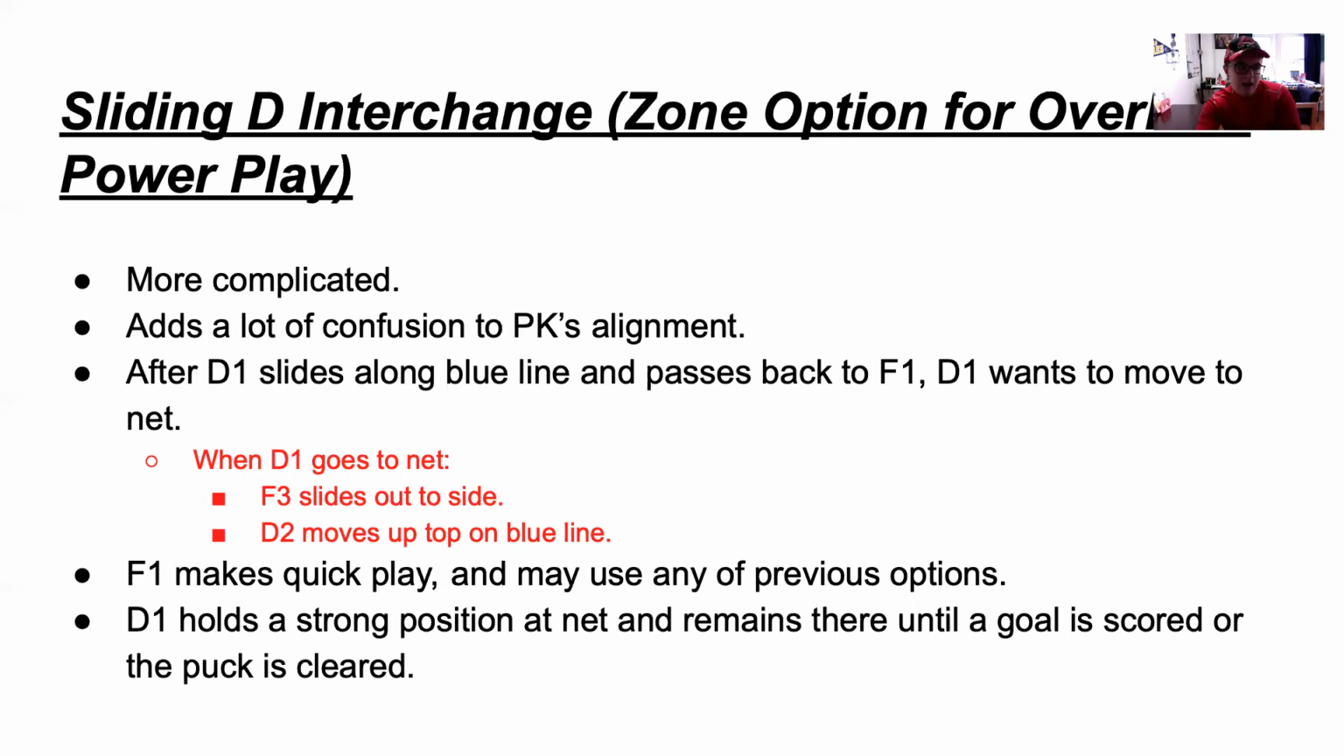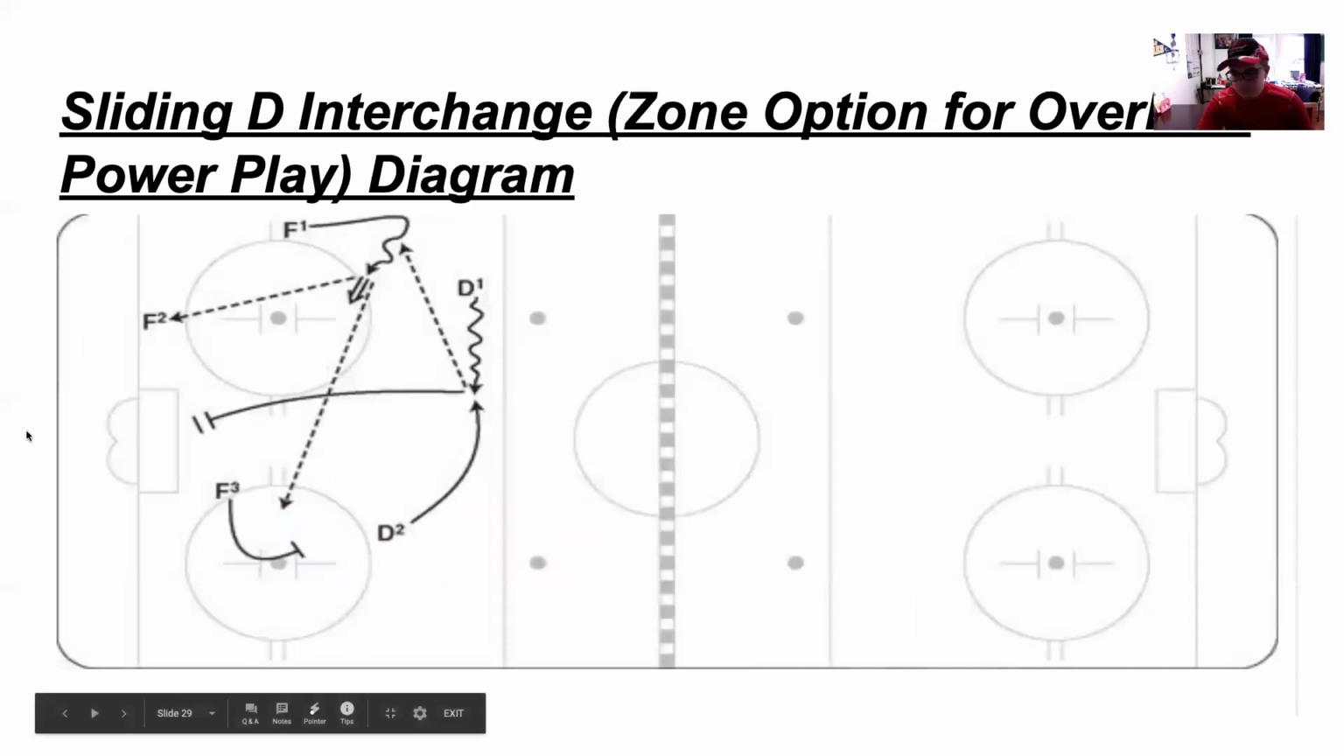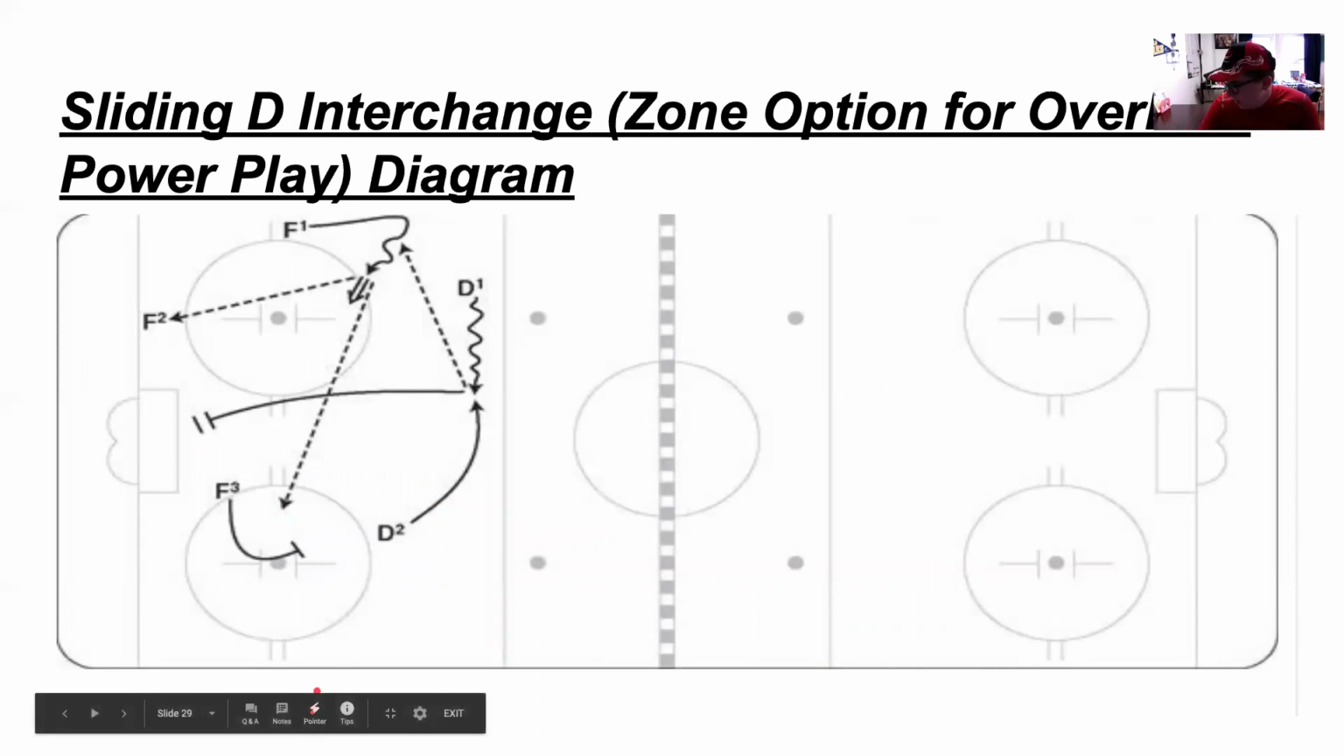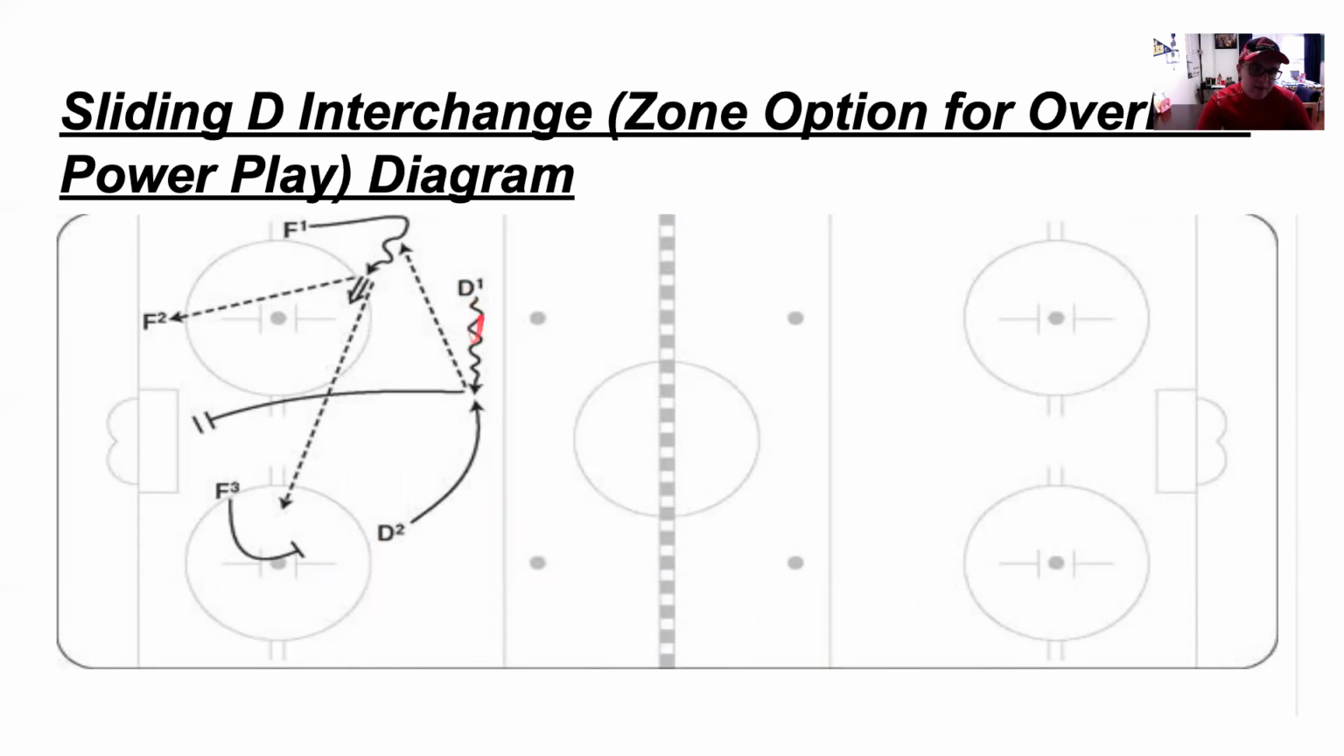So if we take a look at the diagram, after D1 slides, D1 is going to, again, make that fake shot and make that pass to F1.